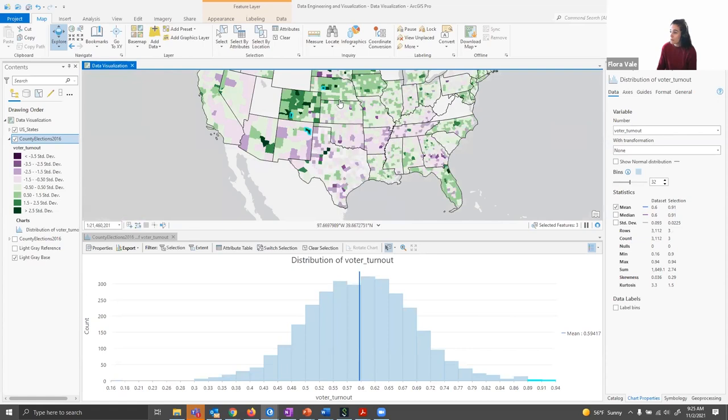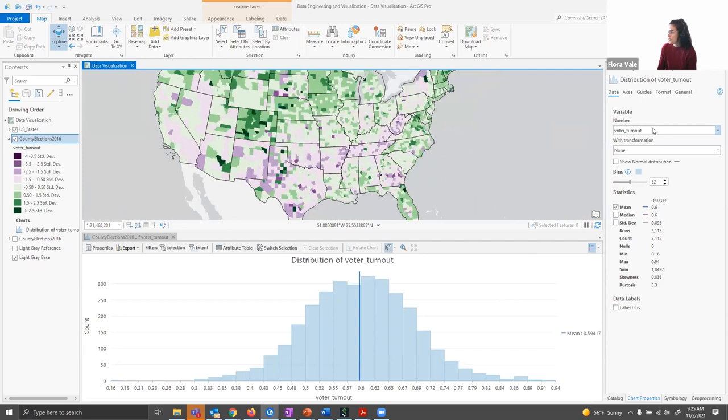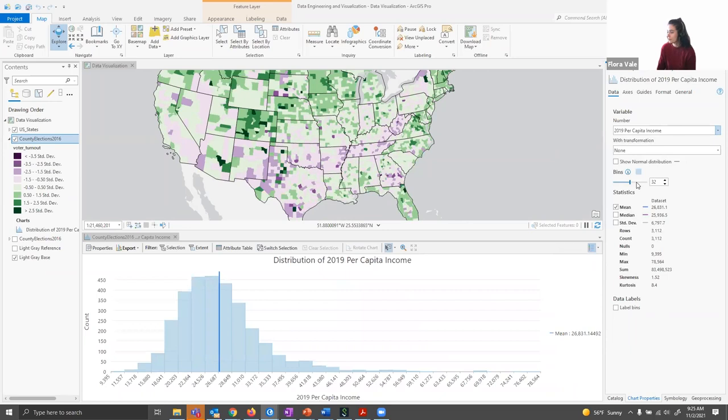I could also take a look at the distribution of a different value, let's say per capita income. And now we see that we have a bit more skew. We have some counties that have really high income, and this makes it a positive skew. And highlighting those, we can see kind of where they fall, some on the East Coast and a couple on the West. So the next thing I might want to do is compare states to each other.